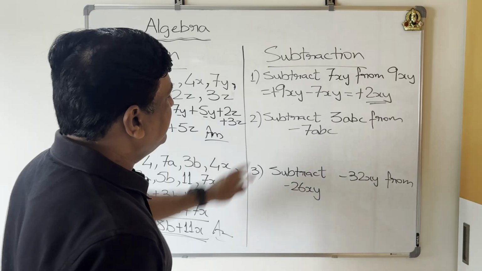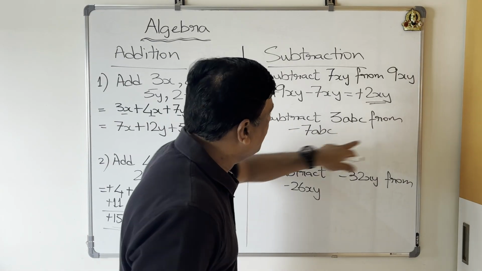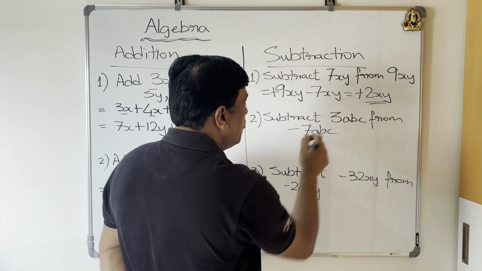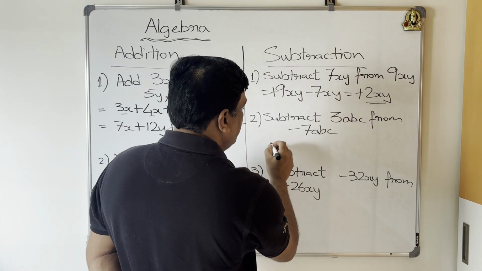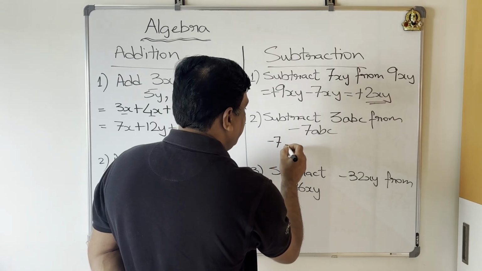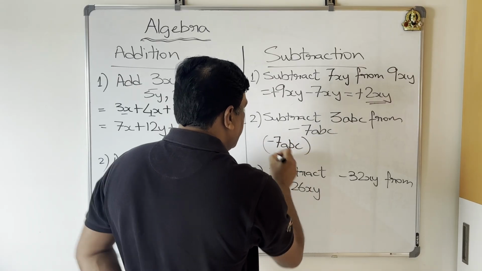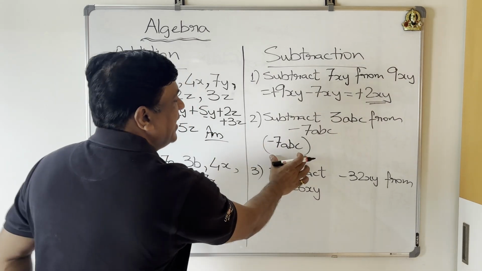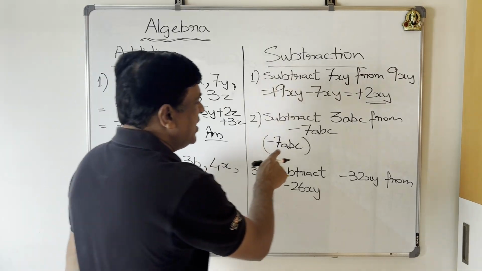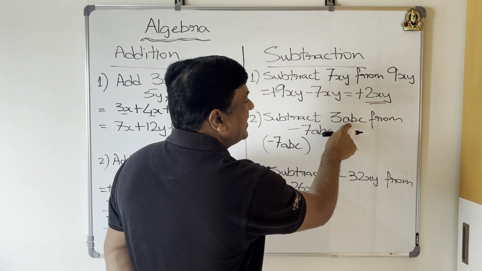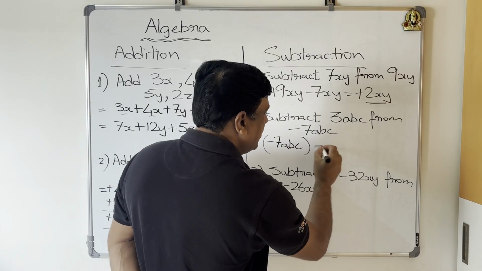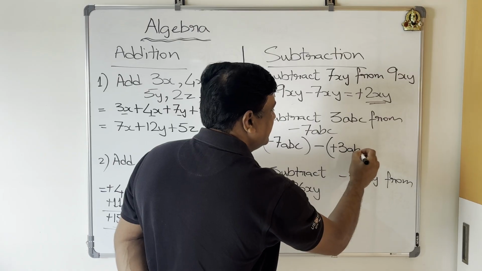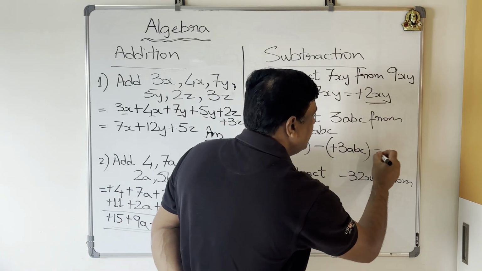What are they saying? Subtract 3abc from minus 7abc. So how are you going to write it? It's very important to write it properly. First you have to write this term, minus 7abc. I'll put it in a bracket. Whenever I have a sign in algebra, it's always good to put it in a bracket so that you don't get confused. Now you are subtracting this one from this. So I need to put a subtraction sign and this term is plus 3abc. Look at it. So what should be your answer?